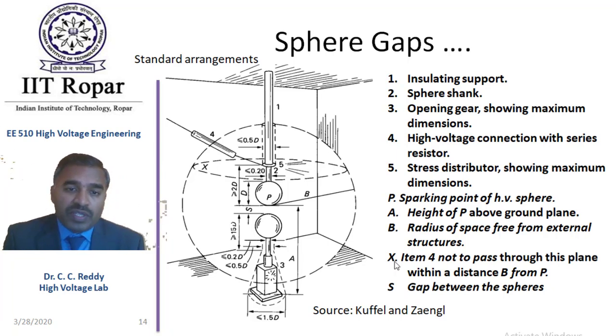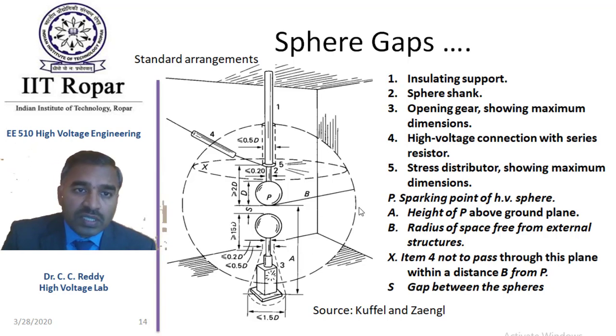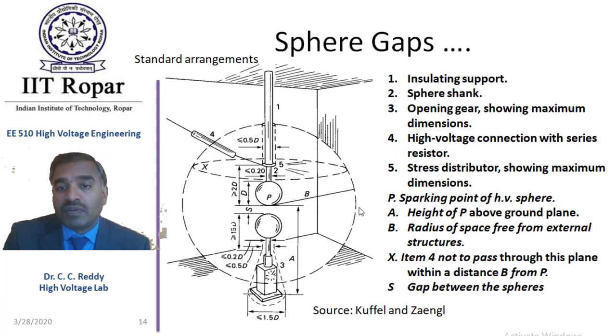And S is the gap between the spheres. You can see this is the S gap between the spheres. And one more thing we have to remember is that this total height from the stress distributor to point P is to be more than or equal to 2D, where D is the diameter. So the shank length should be more than or equal to the diameter. That's what is recommended. All other dimensions you can see here. So this is a standard arrangement for vertical sphere gaps in order to avoid the influence of earthed objects or other objects or the earth itself. So these rules have to be followed.